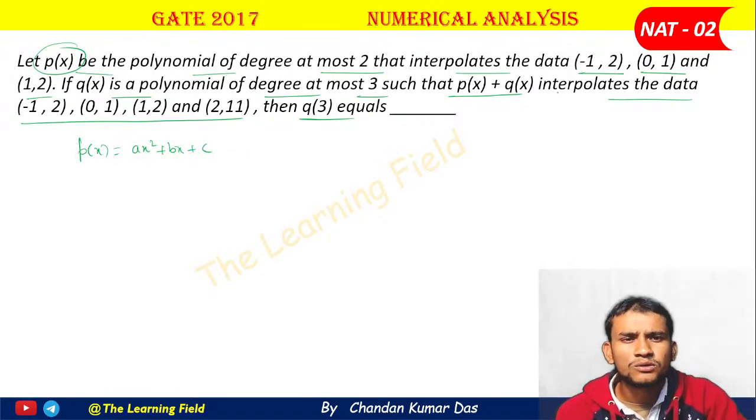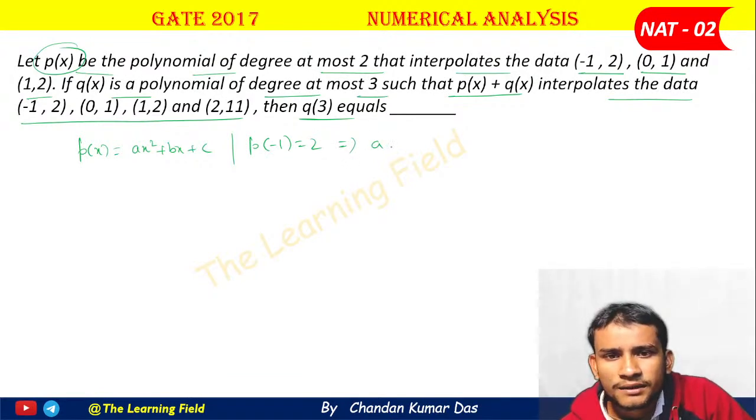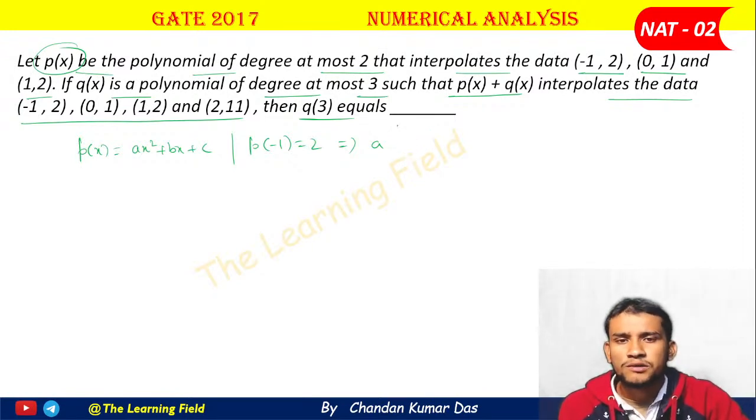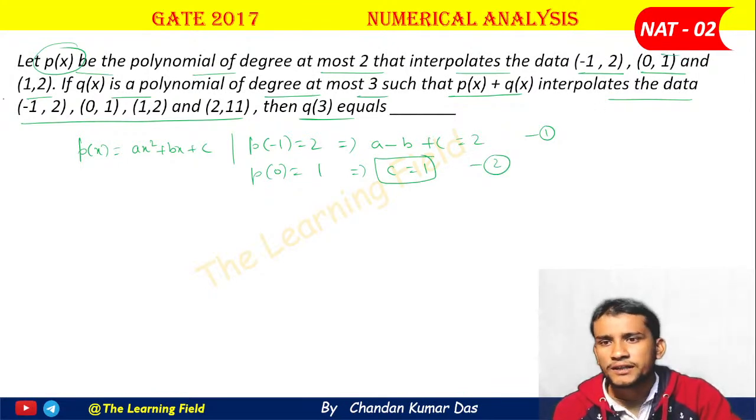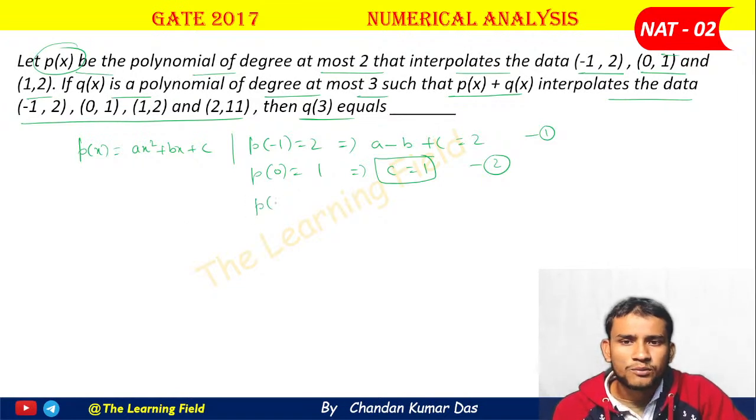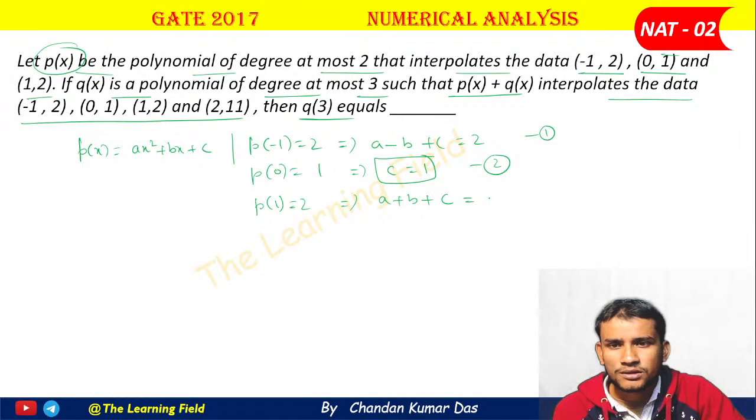Now this interpolates the data, that means p(minus 1) is equal to 2. This gives a minus b plus c equal to 2. That is equation 1. Then p(0) is equal to 1. This gives simply c equal to 1. That is 2. The third point is (1, 2), that is p(1) equal to 2. This gives a plus b plus c equal to 2. That is 3.